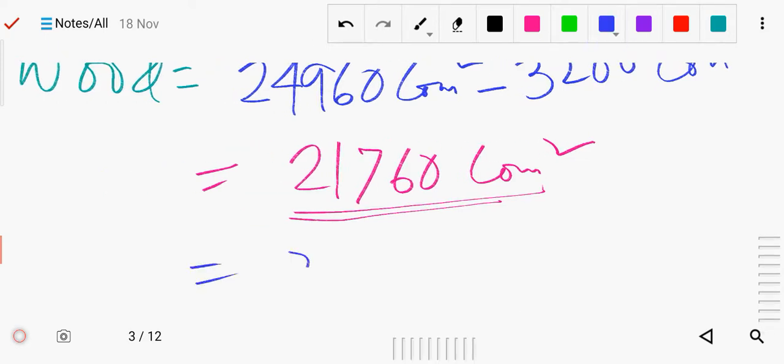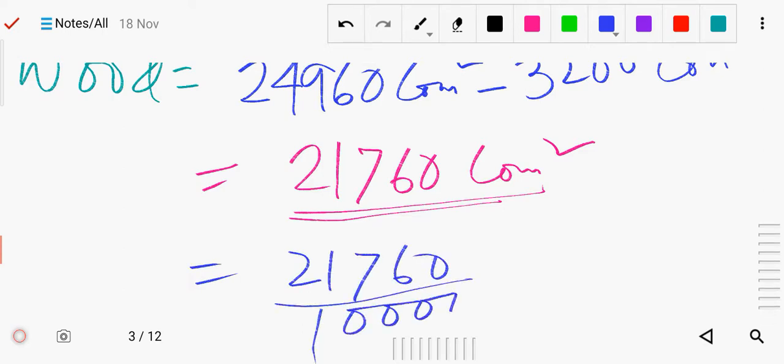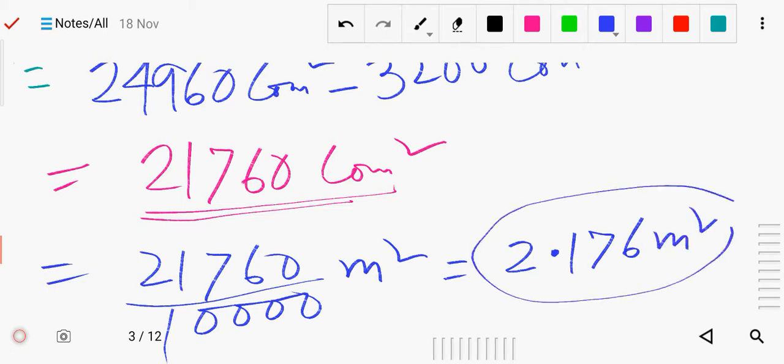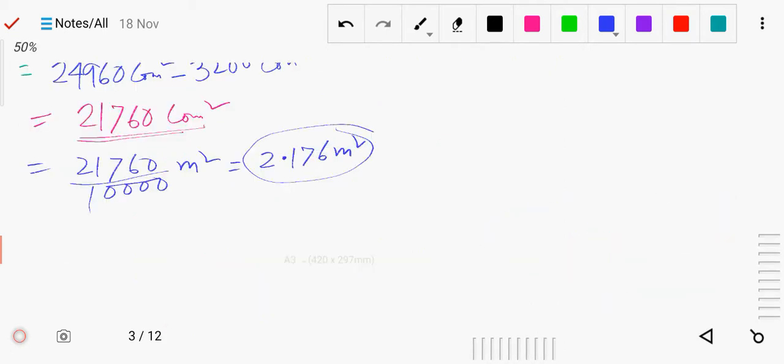but you can convert it into meter also. So 21760 divided by 1 2 3 4 zeros, so now it will be meter square. So now you can convert, so it will be 1.176 meter square. So that's your answer. Check it once again.